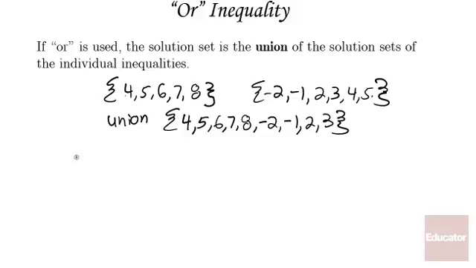Applying this concept to inequalities, 3x plus 2 is greater than 8, or 4x minus 3 is less than 1. So compound inequality joined by the word or.